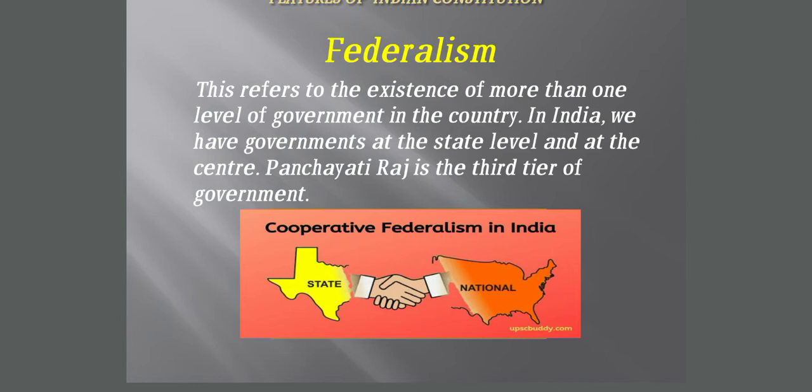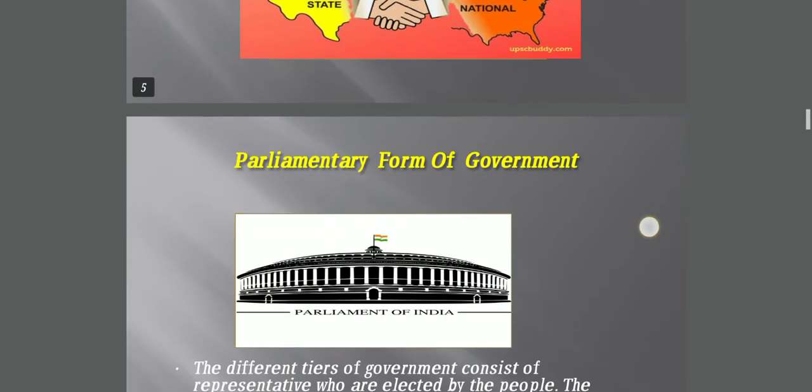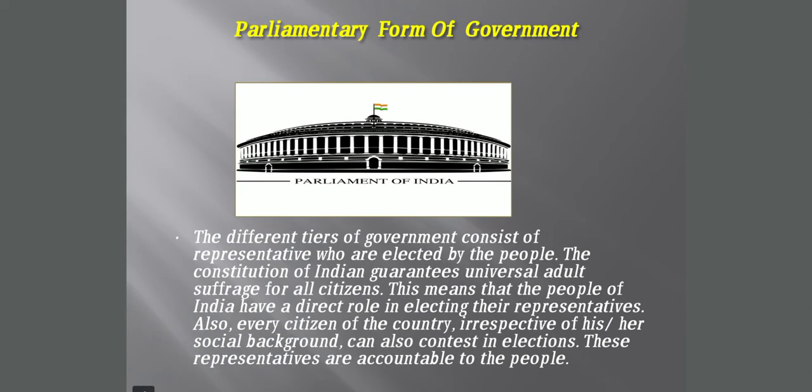So that's why we don't have a similar kind of setup from where we have inspired this feature, from where we have seen it, we have adopted it from America, but we have a different situation, so we created a three-tier system. Second one is the parliamentary form of government.